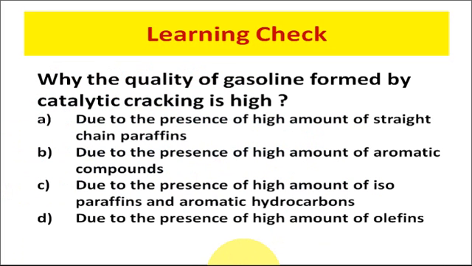Now, today's learning check time. Pause your video for a minute, read the question and think about the correct answer. Why is the quality of gasoline formed by catalytic cracking high? A. Due to the presence of a high amount of straight chain paraffins. B. Due to the presence of a high amount of aromatic compounds. C. Due to the presence of a high amount of isoparaffins and aromatic hydrocarbons. D. Due to the presence of a high amount of olefins. Think about it and we will discuss its correct answer in our live class.